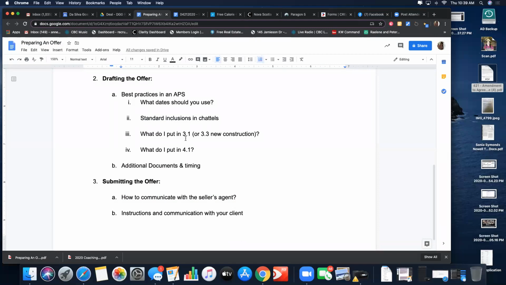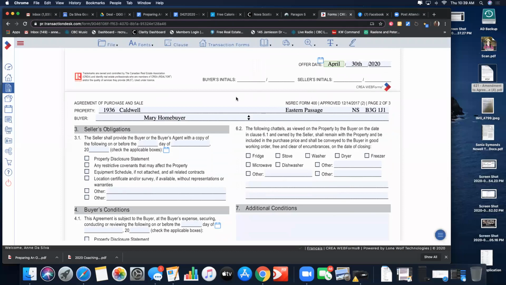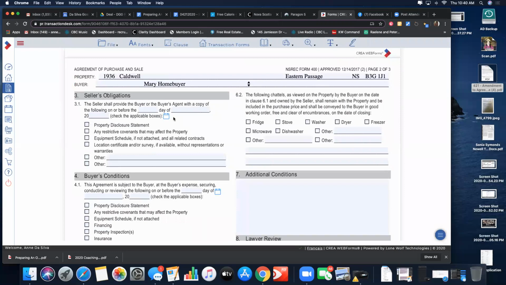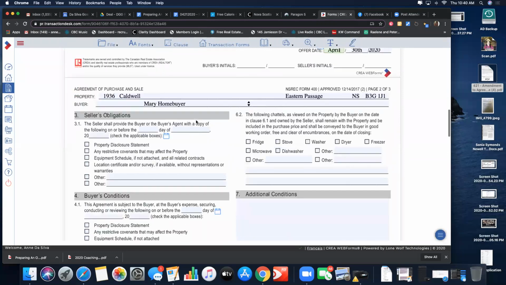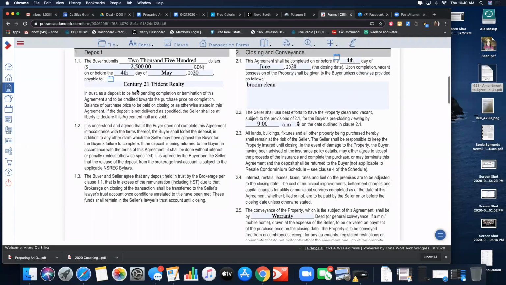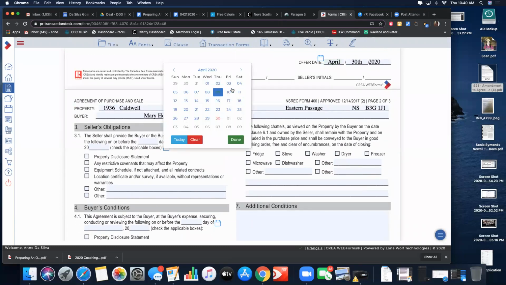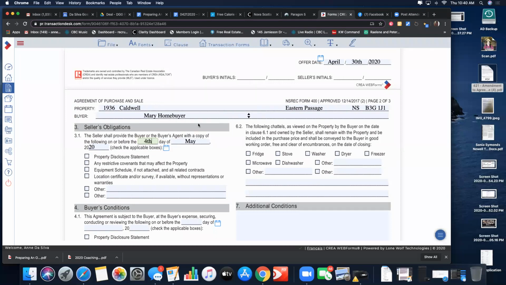What inclusions? What do I put in 3.1 and 4.1? I just want to make sure you see that we are actually tracking based on the agenda. So when it comes to the seller's obligations, a recommendation for a best practice is, if I go back to my deposit date, I had put the 4th of May. It is typically the best recommendation that your deposit date and your seller's date for 3 and 3.1 match.